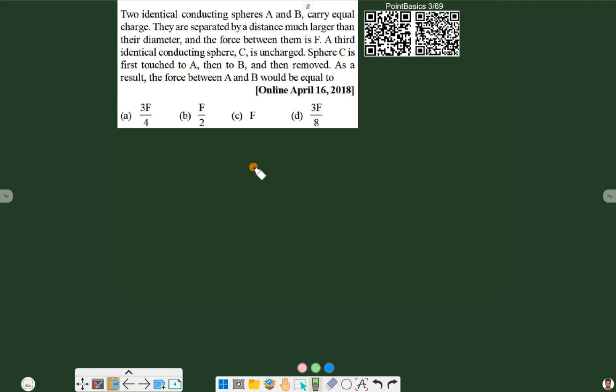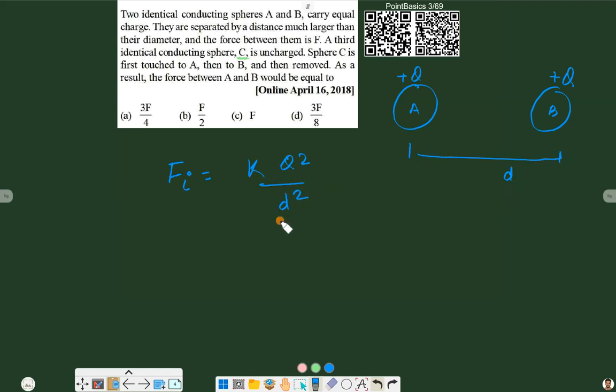So here, as it is given that spheres are identical, and the third sphere C is also identical to A and B, we can use a shortcut here: assuming that their capacitances are equal, their potentials will also be equal. So suppose these are two spheres. First is sphere A and second is sphere B. Now both are conducting and they have equal charges. So suppose this has plus q charge and this also has plus q charge. So their initial force, F initial, is equal to K q square by, let their distance be d, so q square by d square.